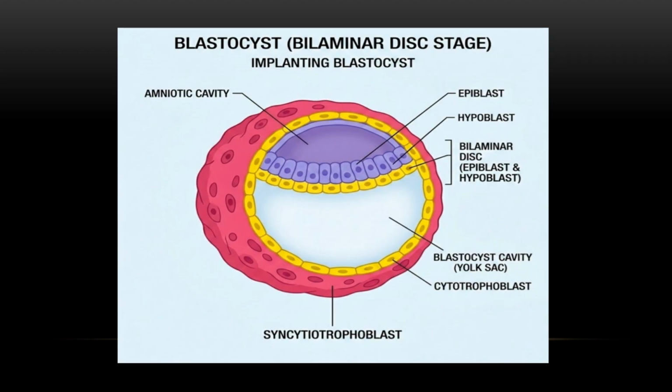Cells of the epiblast lining the amniotic cavity are known as amnioblasts, which are columnar in shape. As the name suggests, they secrete amnion, which is fluid-like in nature. The hypoblast cells are cuboidal in shape.